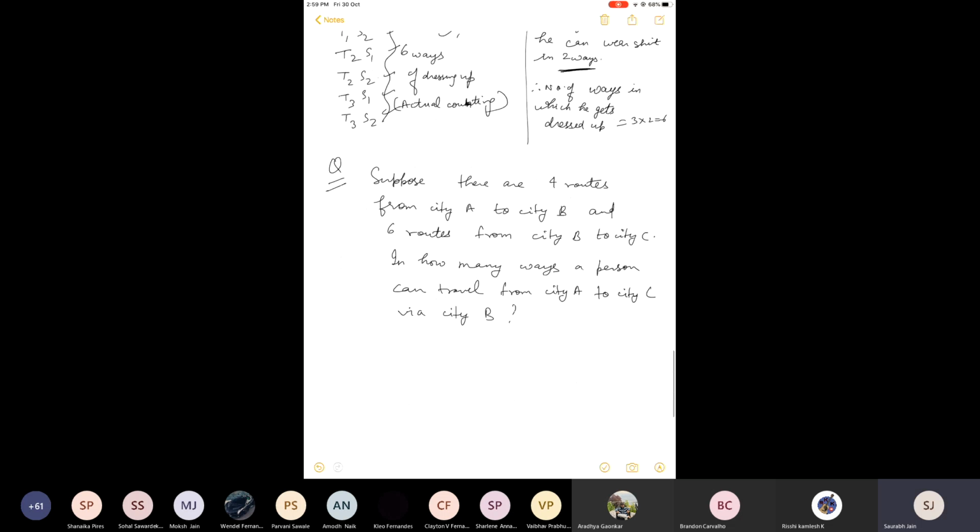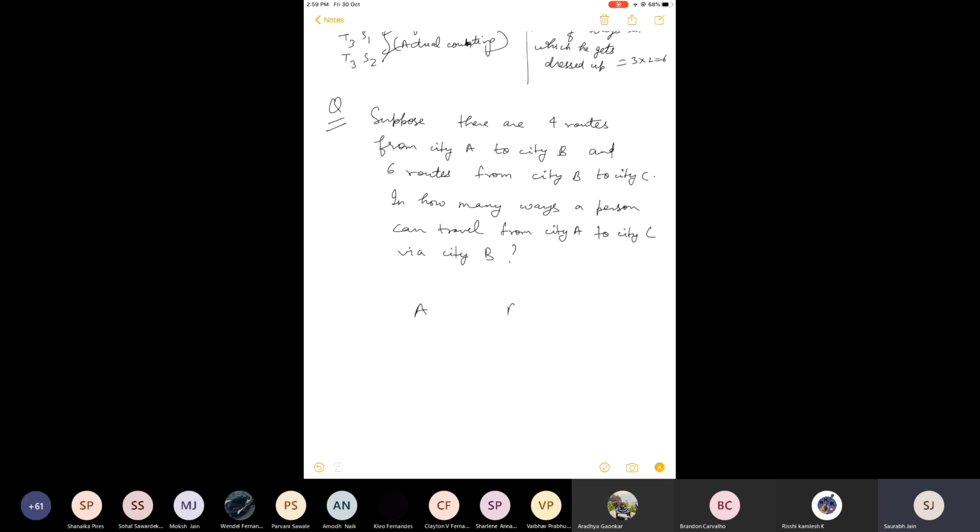So the question is obviously very easy. We can just make a rough diagram. From A to B, we have these four routes. And from B to C, we have these six routes. You are asked to travel from A to C through B. There's no direct connectivity. You have to move like this only.